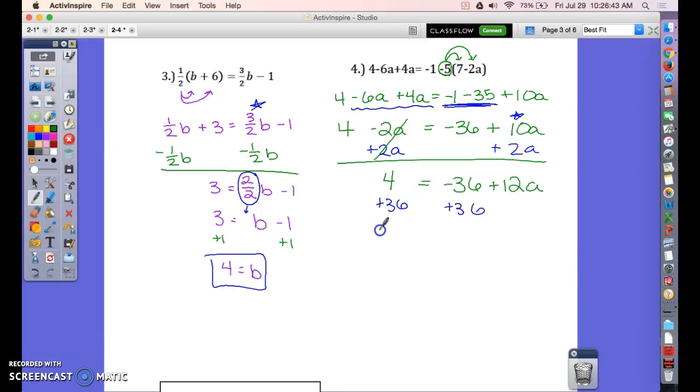And we get 40 equals 12a. And now I would divide both sides by 12. At this point, you might be a little panicked thinking, wait a second, that doesn't work out to a whole number, my answer must be wrong. Remember that fractions and decimals are numbers as well. 40 divided by 12 can be reduced. Take out a 4, and you're going to have 10 over 3. And that is your answer.